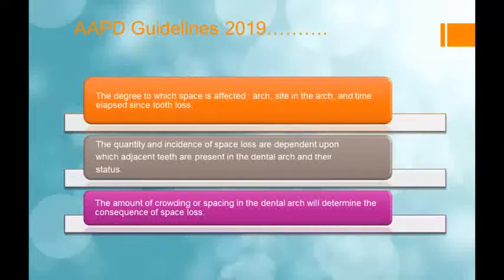The degree to which the space is affected depends on the arch, site in the arch, or time elapsed since the tooth loss, that is different in the maxillary arch and in the mandibular arch. The quantity and the incidence of the space loss depend upon which of the adjacent teeth are present in the dental arch and their status. The amount of the crowding or a spacing in the dental arch will determine the consequences of the space loss.